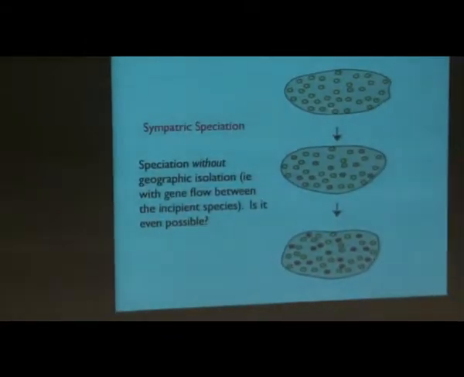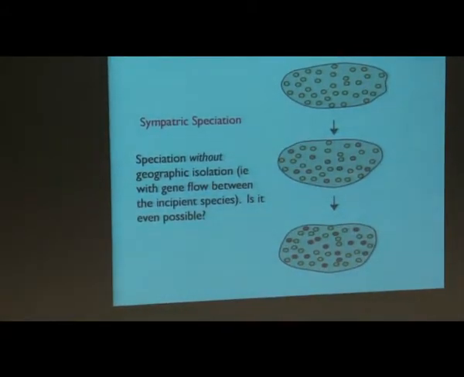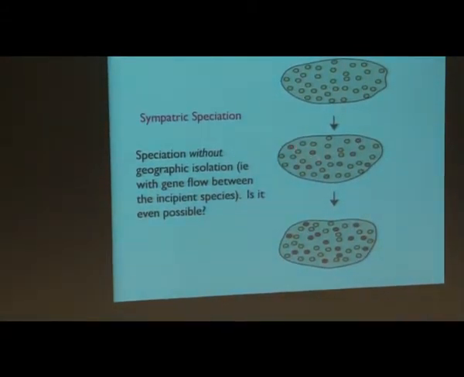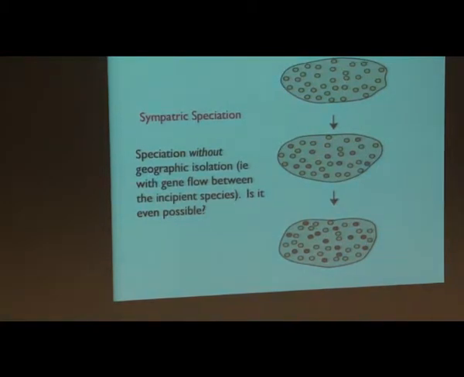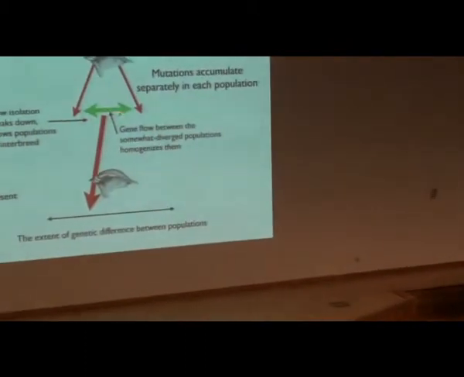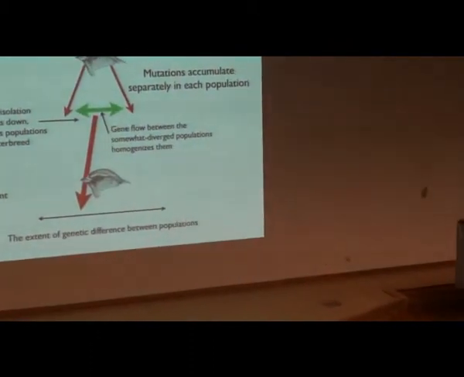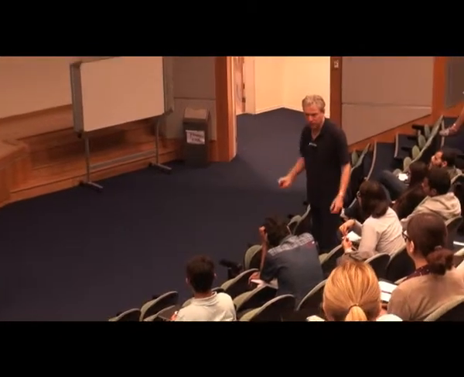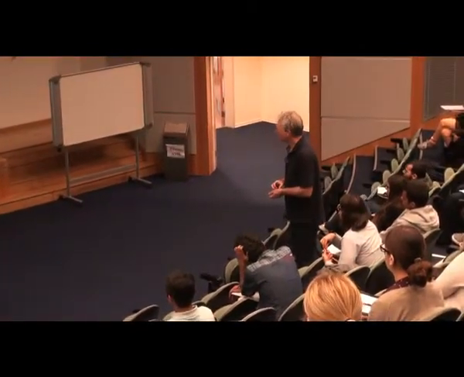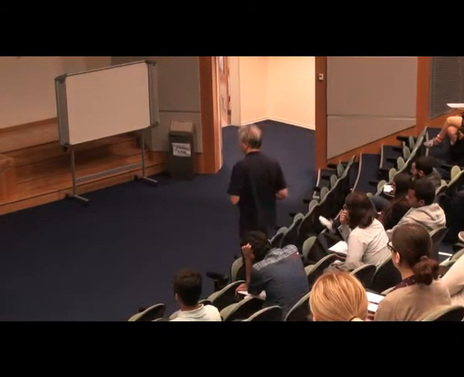So here's a model. We've got a mixture of individuals. Then within the single population, you're getting differentiation into two different types. Can that occur? And just to remind you again, in general, if you've got gene flow, that's going to prevent divergence between the populations. Well, one way that it can occur, and it's a slightly specialized case, but which is worth knowing about, is through weird events that change the chromosome number in species.